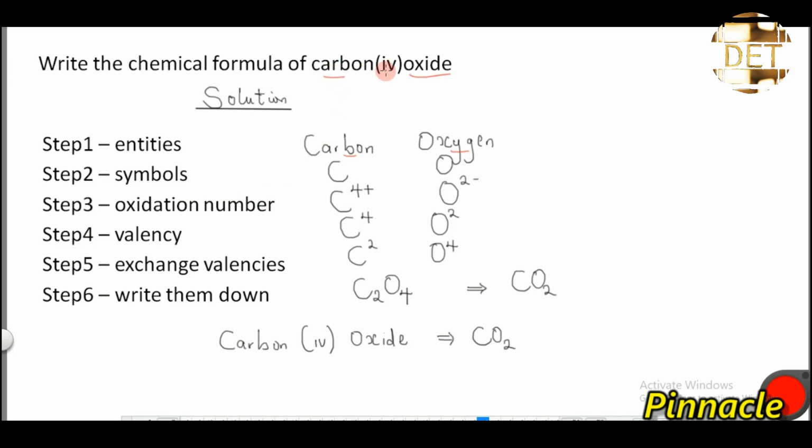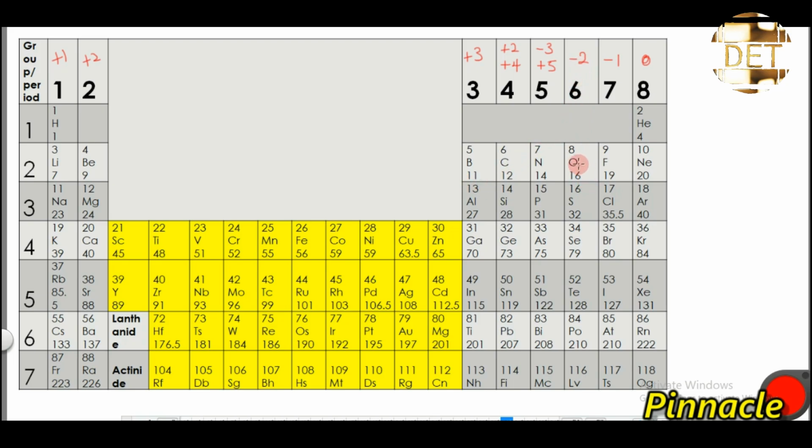Then the third step is to write out the oxidation number. From this compound carbon 4 oxide, the oxidation number of carbon is what? Plus 4. So that's why we have this plus 4 here. Then the oxidation number of oxygen is what? Minus 2. Oxygen is in group 6, so the oxidation number is minus 2. Carbon is in group 4, and so the oxidation number can be plus 4 or plus 2. So the oxidation number of oxygen is what? Minus 2.